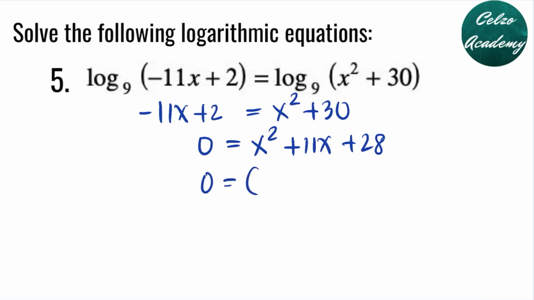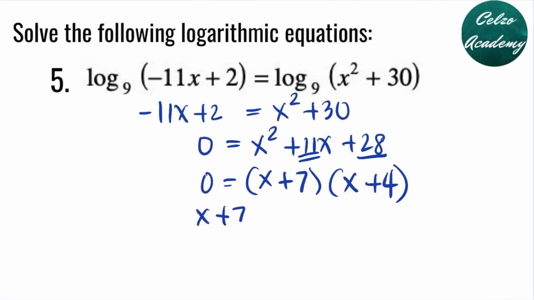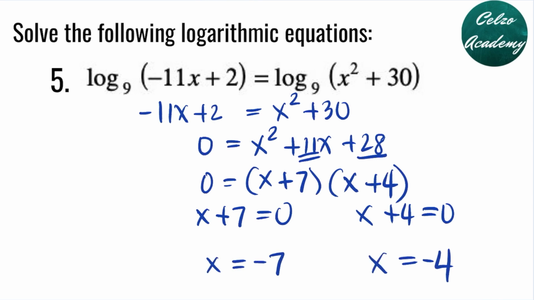Now we need to factor this quadratic equation. We need to find factors of 28 that will give us a sum of 11. What do you think are the two numbers that multiply to 28 and add up to 11? 7 and 4. 7 times 4 is 28, and 7 plus 4 is 11. So the factors are x plus 7 and x plus 4. Writing each factor equal to 0, we will have x plus 7 equals 0, and x plus 4 equals 0. Doing the inverse operations, our x values are negative 7 and negative 4.